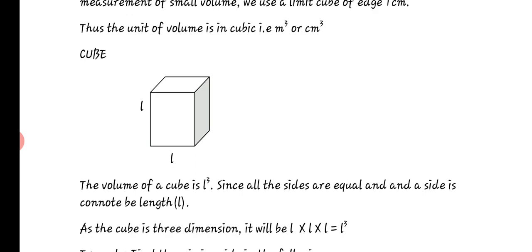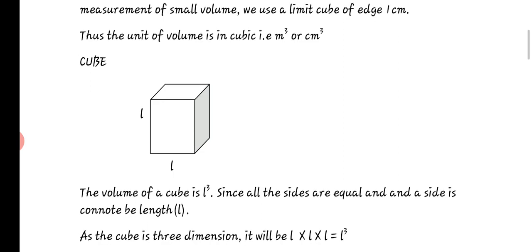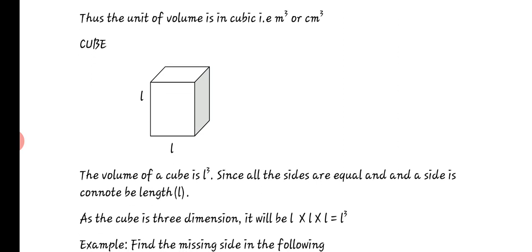The base of a cube is a square. And what is the area of a square? Length squared, that's length times length. Now you add the height there, it will be length times length times height. But since all sides are equal, and all sides are denoted by length, it will be length times length times length. That gives us length cube.